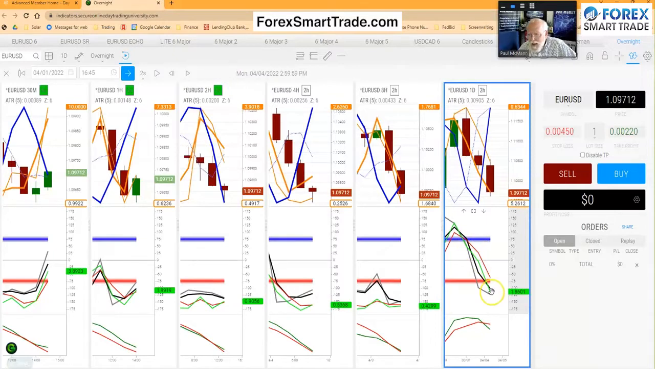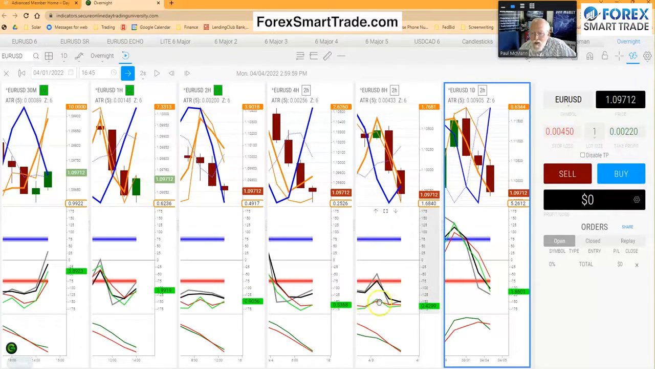Right now we have a down signal. We are almost extended through the channel, reaching oversold. This red horizontal line is oversold. I am going to take an 11 pip sell. I don't have support.